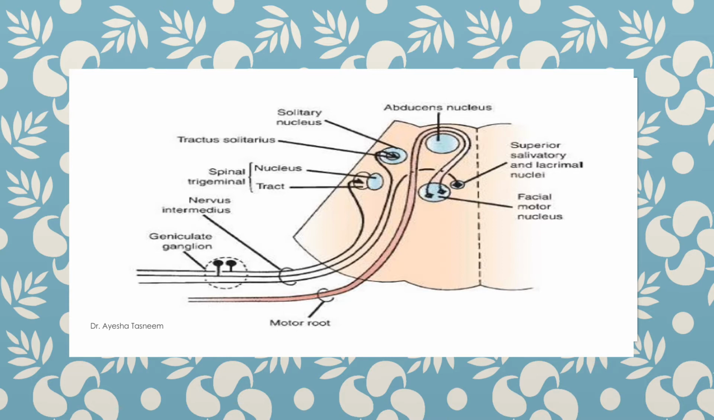receives corticonuclear fibers from both cerebral hemispheres. The part of the nucleus that supplies the muscles of the lower part of the face receives only corticonuclear fibers from the opposite cerebral hemisphere.